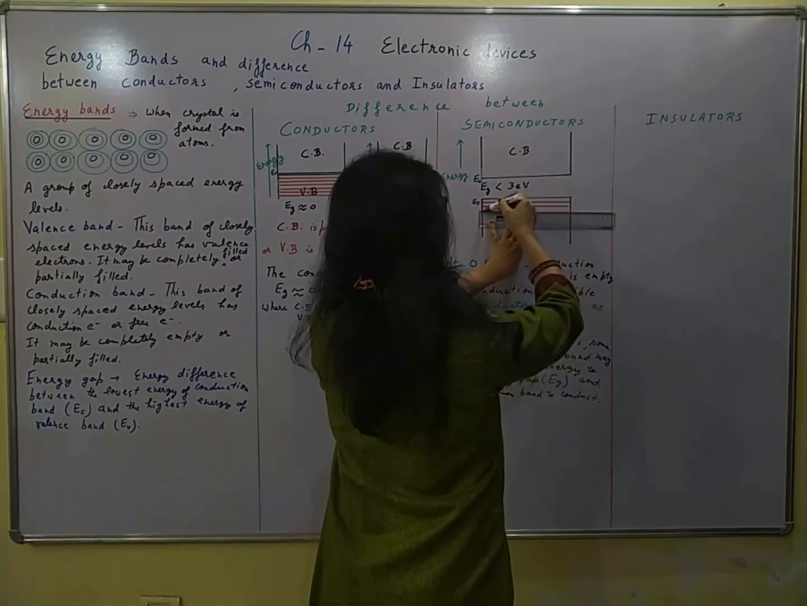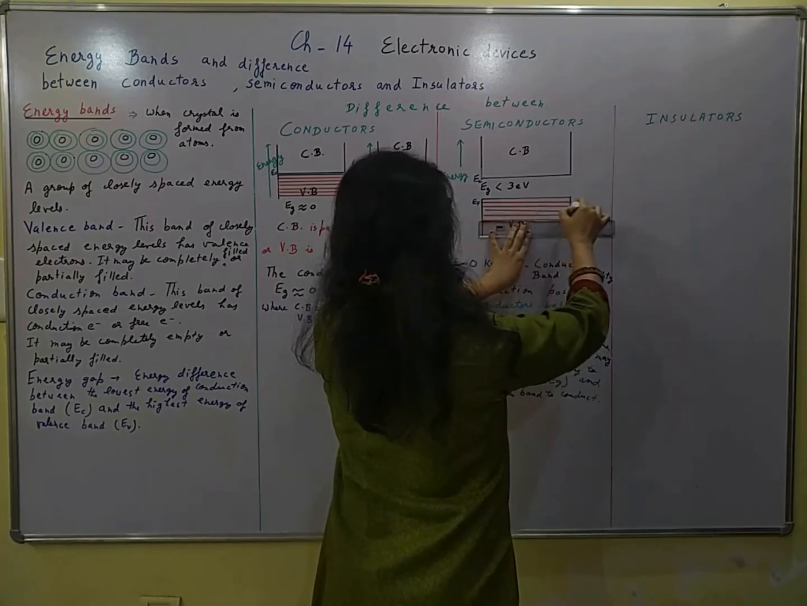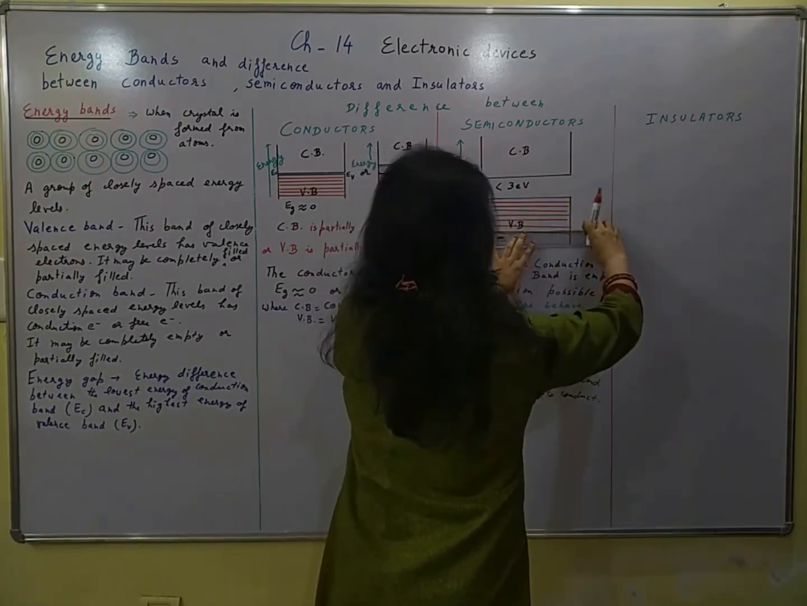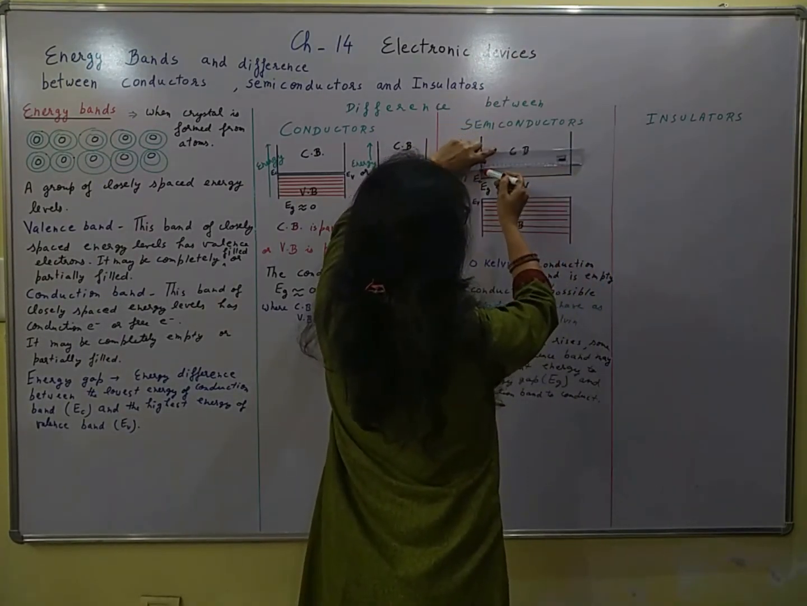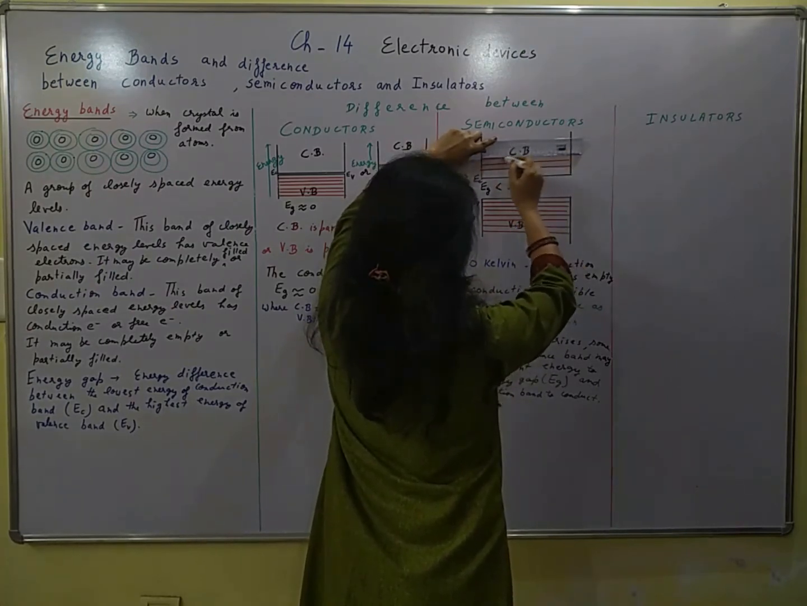So in the valence band, closely spaced energy levels I am showing here. Similarly, in the conduction band, closely spaced energy levels I am showing here. I am not showing any electrons, just a symbolic representation of the energy levels.